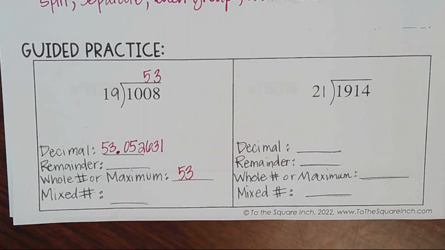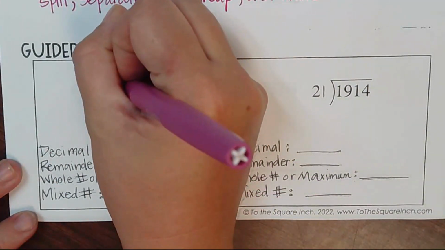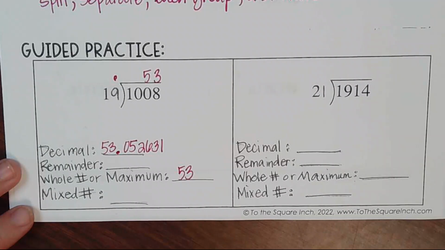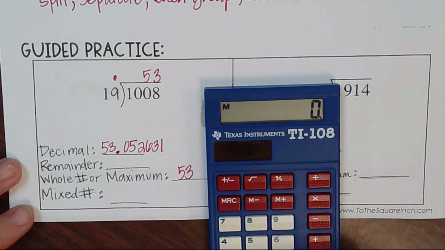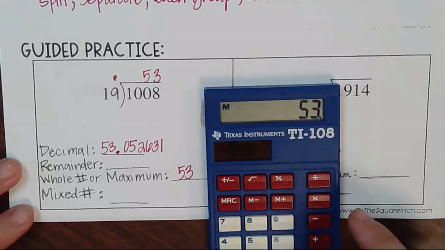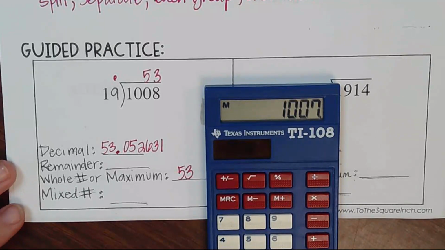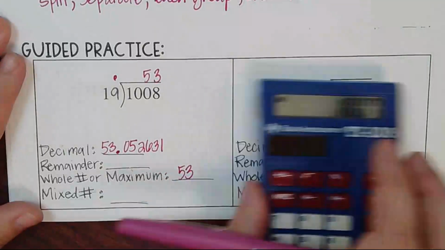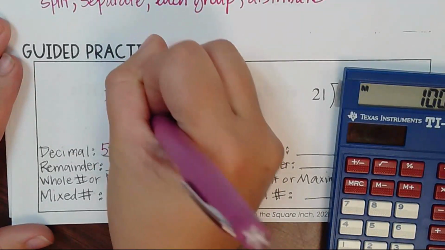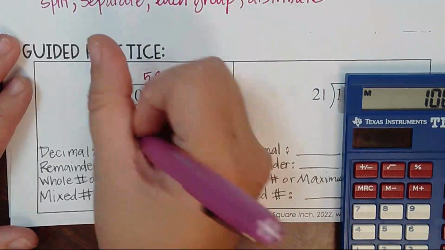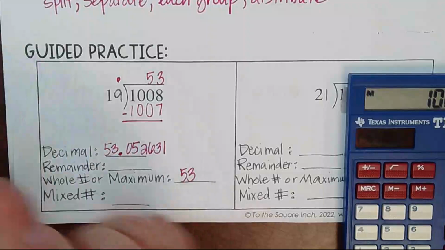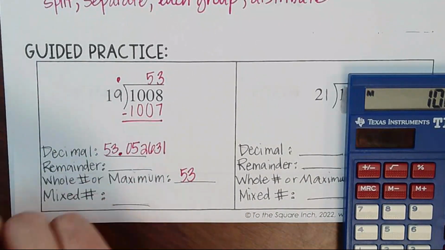Multiply it back. 53 times 19. Do it in your calculator. Don't be scared of your calculator. It's your very best friend. 53 times 19. Don't blurt it out yet. When I point at you, you're all going to say it together, and don't rush it. 1007. And this one's kind of easy to see when we do step 3. What's step 3? Subtract. Okay.